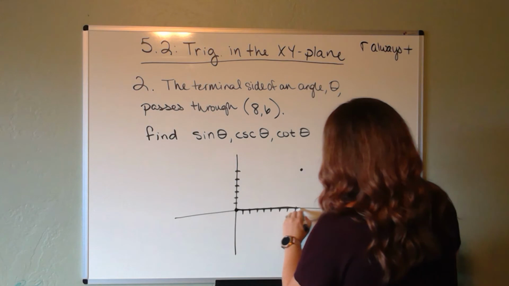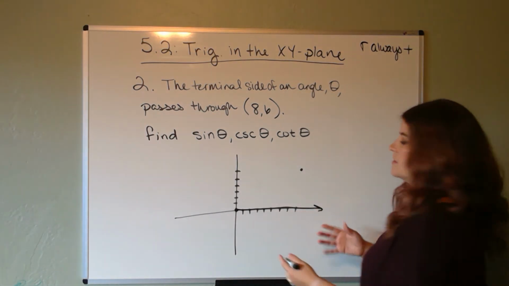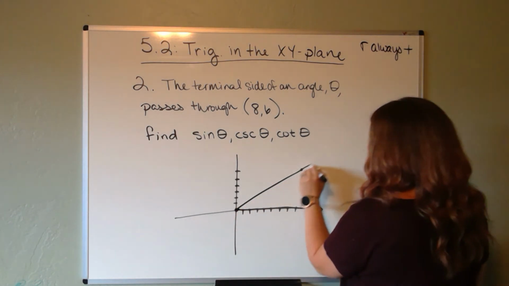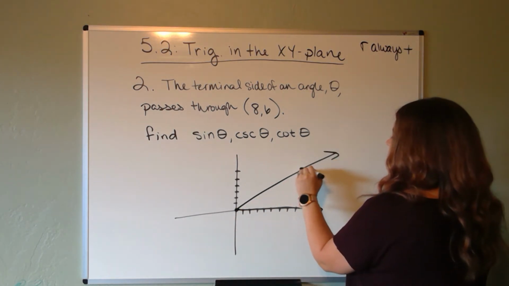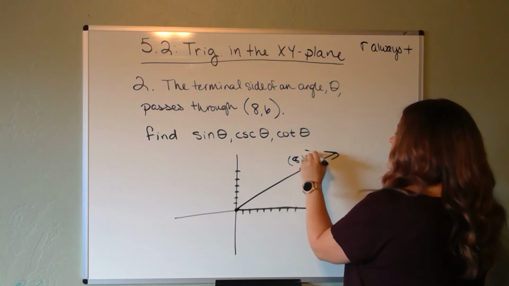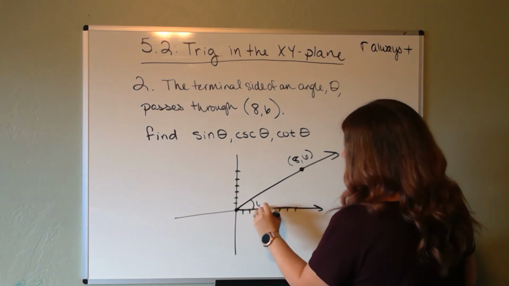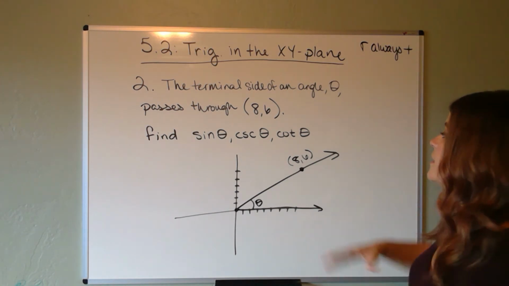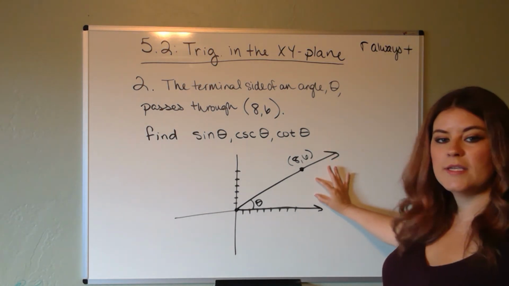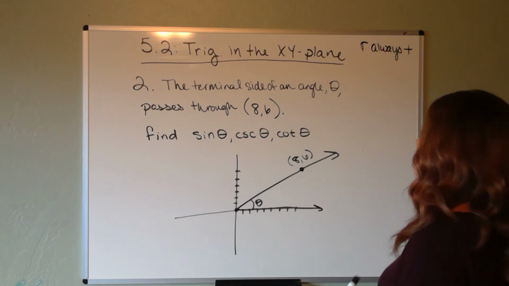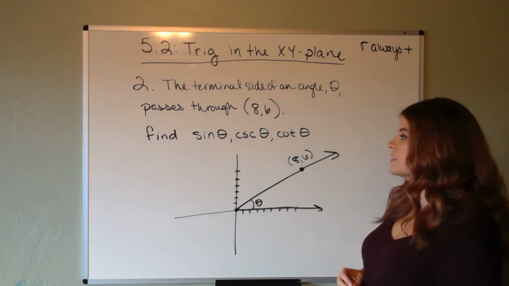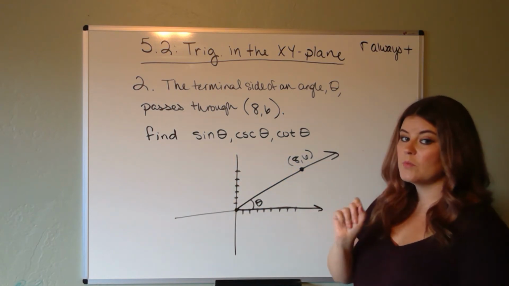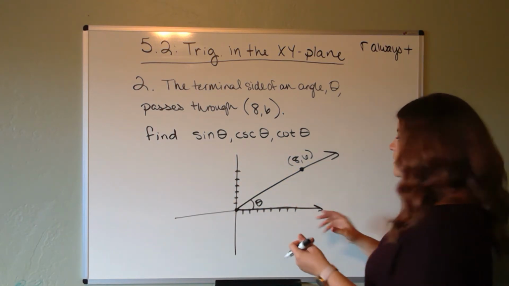It means the initial side goes along the x-axis, and it means the terminal side passes through this point 8, 6. So here's our point 8, 6. And this side passing through it has created our angle theta. Okay, so given this information, this is what the angle theta looks like. How in the world am I going to find this stuff, right? Because all I have is an angle. Remember what we did in that first general example.